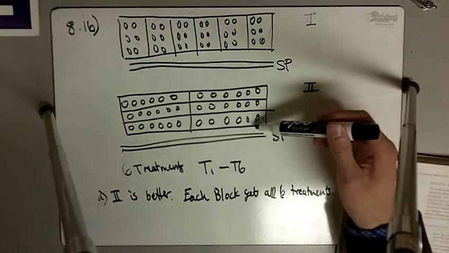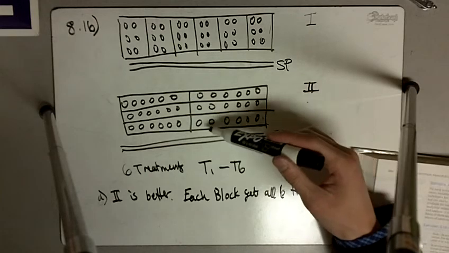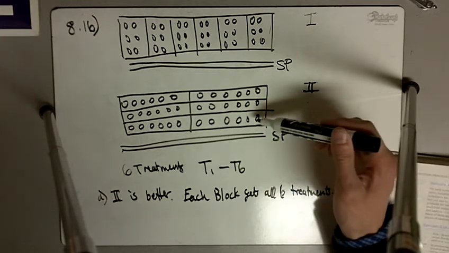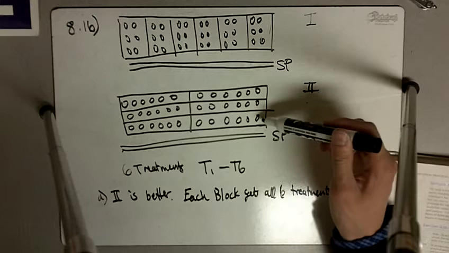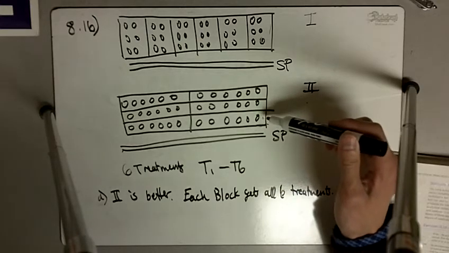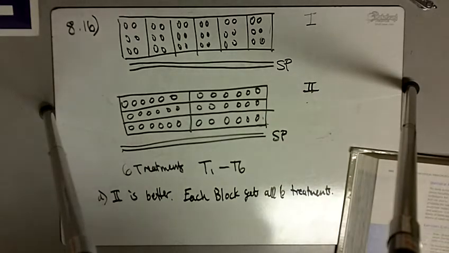So in this case, by having the blocks arranged this way and making sure that all 6 fertilizer treatments show up in each block, we can kind of control for that temperature gradient. Alright.